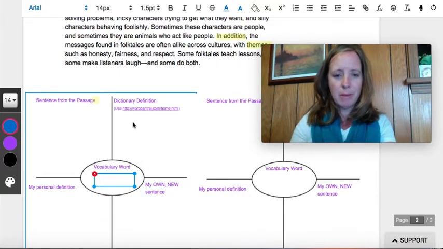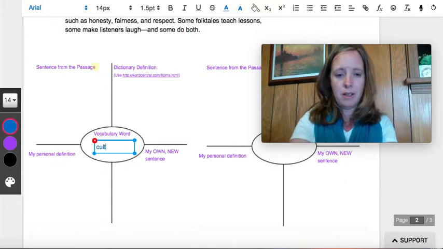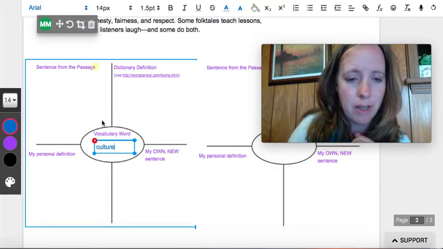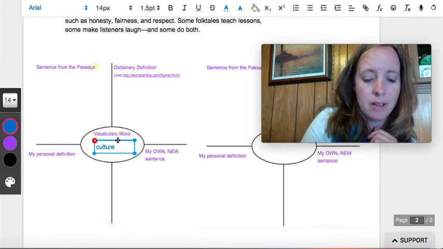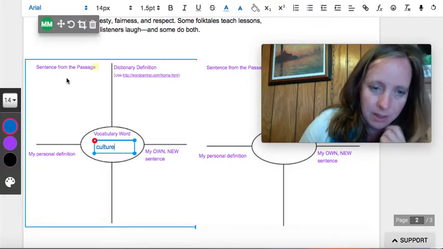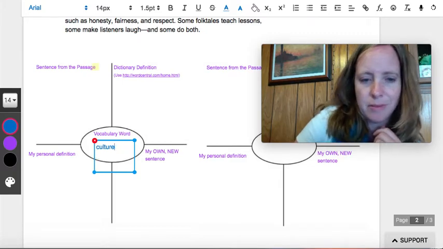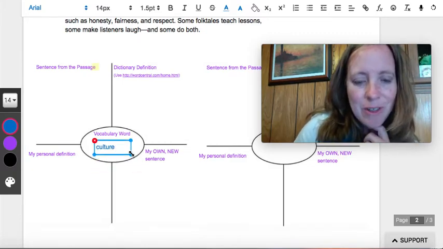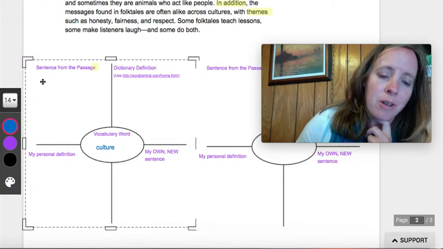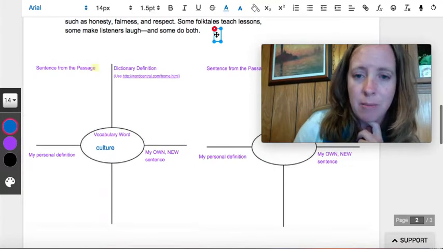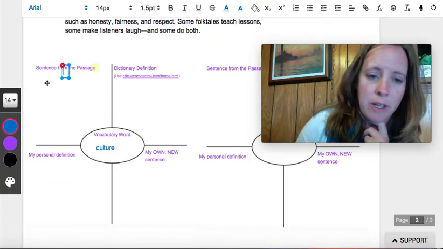So the first vocabulary word was culture. So right here I'm going to write culture. I'm going to copy this text box by hitting Control C and then paste it, Control V. You don't have to do that. See, that didn't work very well actually. You can just go over here and make a new text box. Text box, blue. Oh no, it's not working in here. What do I do? Oh, I can put it up here, and then get to where I see the arrows and just move it.